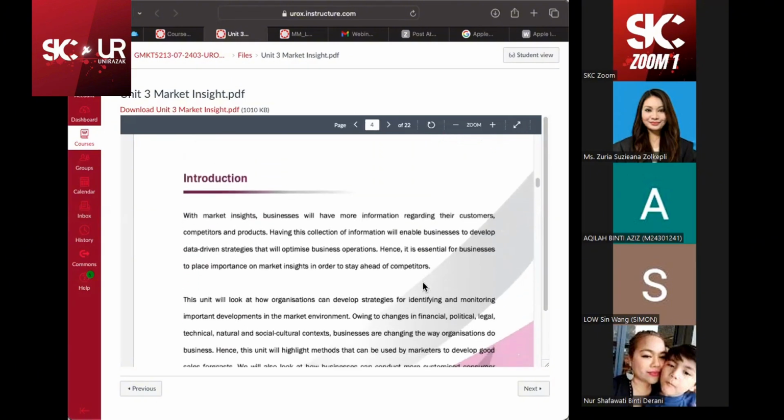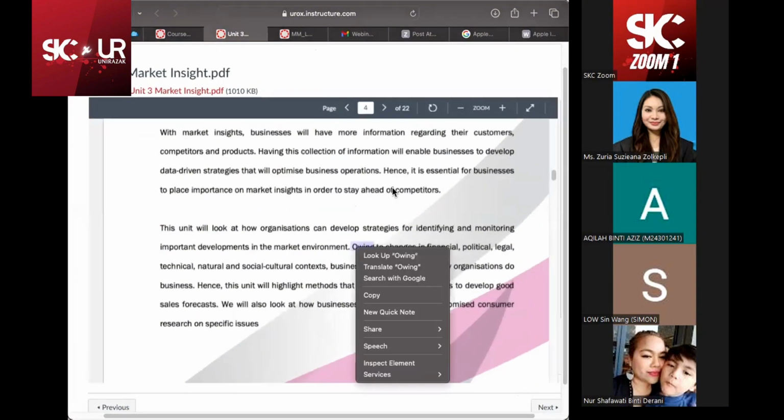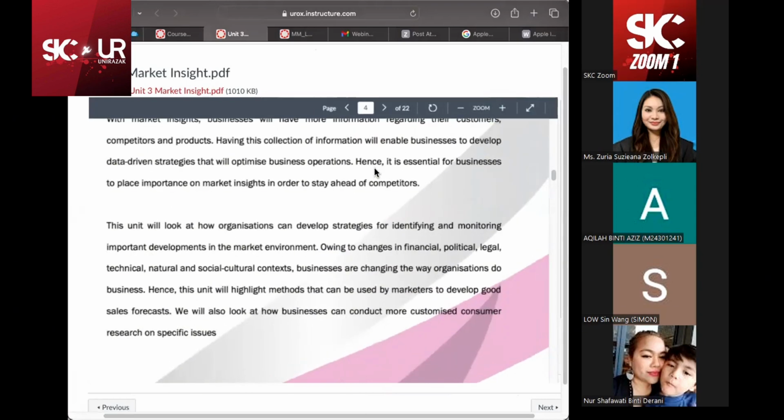All right. So, with market insight, businesses have more information regarding their customer, competitors, and product. This unit will look at how organizations develop strategy for identifying and monitoring important development in the market environment. While using the marketing information system, it can help marketers to identify, one thing that I remember during my study, is you will know how much product has been sold, and you have a database of your customer.